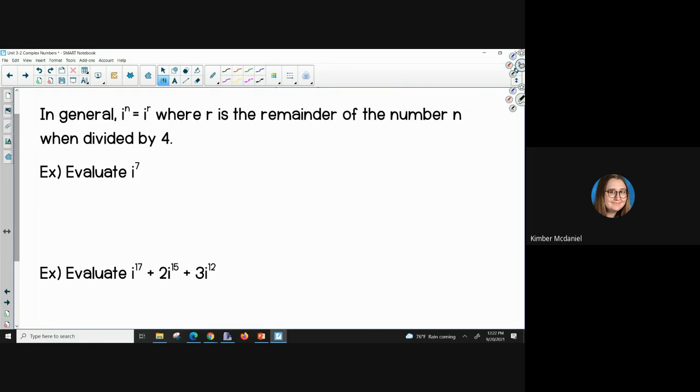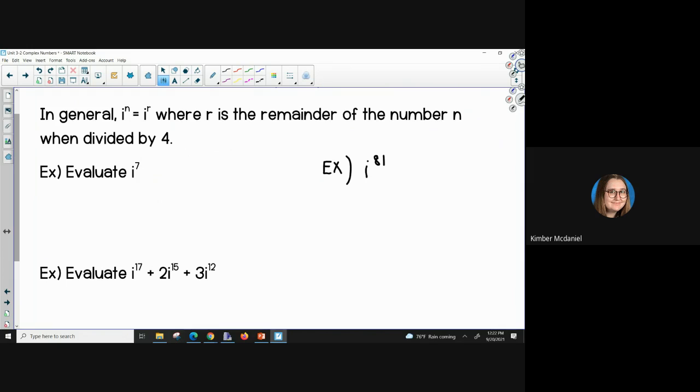In general, if you have i to the nth power, with n being some number, it is going to equal i to the r power, where r is the remainder of the number n when divided by 4. Now, we're going to evaluate i to the 7th, but then we're also going to add an extra example, because this skill right here is the one that I saw first period struggle with. So we're going to add another one, and we're going to do i to the 81st power. That's crazy.